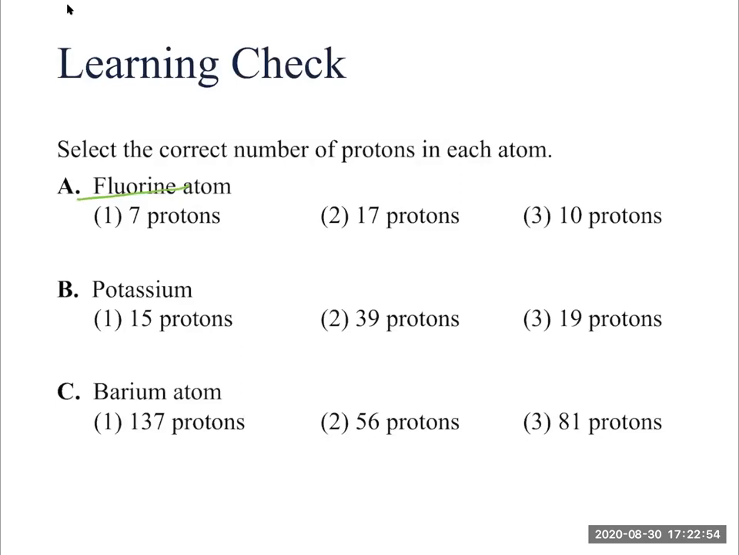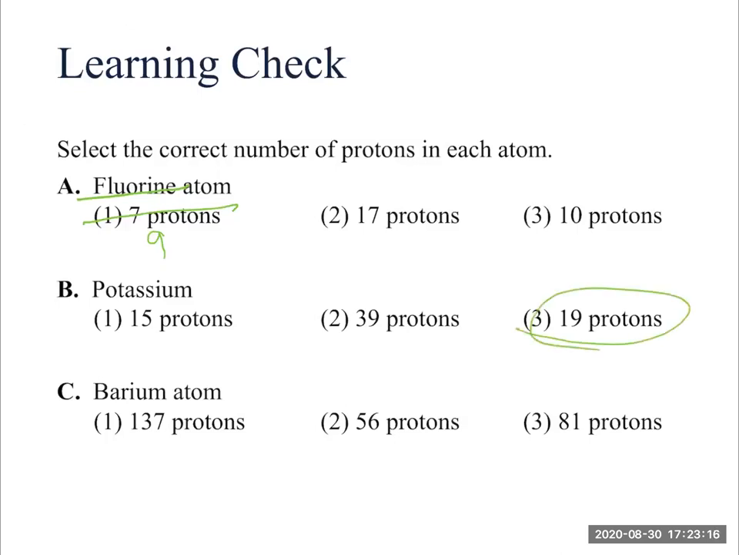So select the correct number of protons for each atom. If you look at the periodic table, fluorine should be number 9. I don't know why the answer is not here. It should be 9, not 7. It should be 9. I don't want to confuse you. Potassium, if you look at the atomic number, potassium should be 19.